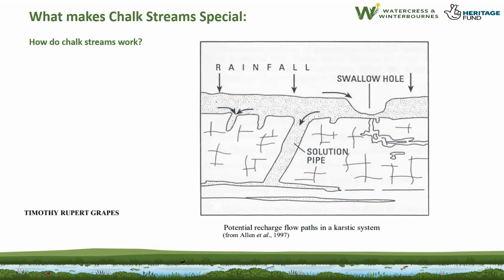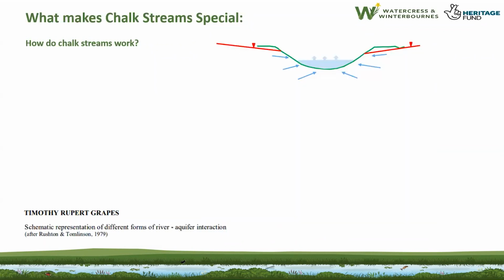I've shamelessly nicked some of these cartoon sections from somebody's PhD, a guy called Timothy Grapes, and he's nicked them from other people's publications. But the idea here is that if we think about this groundwater level, which is this red line, obviously it should be blue, but I made it red so it was easier to see.